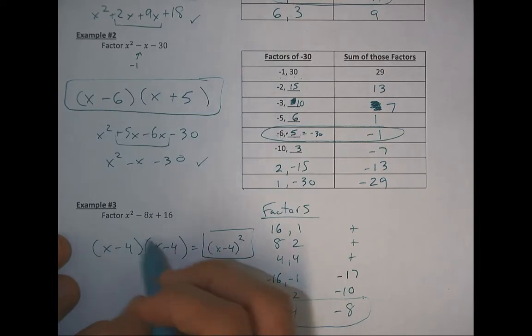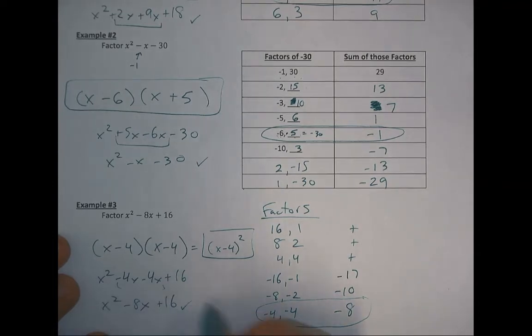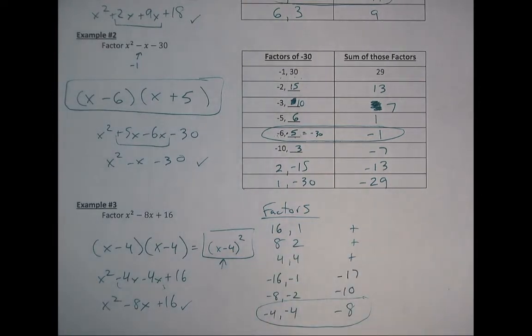As always, you can double check yourself real quick. You're going to get x squared, -4x, another -4x, and +16. These combine together to make -8x. And we're back where we started. And so this is our good final answer. Okay, let's take it a step further to the back.